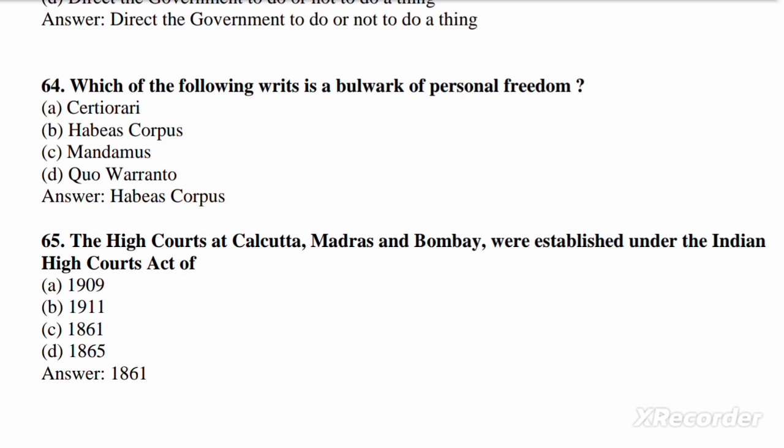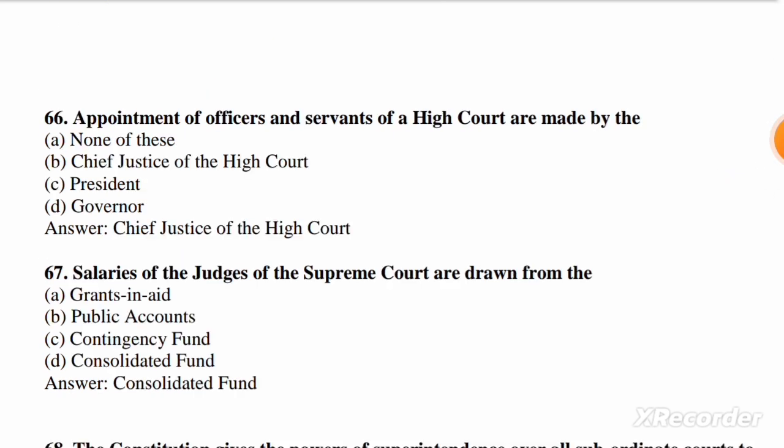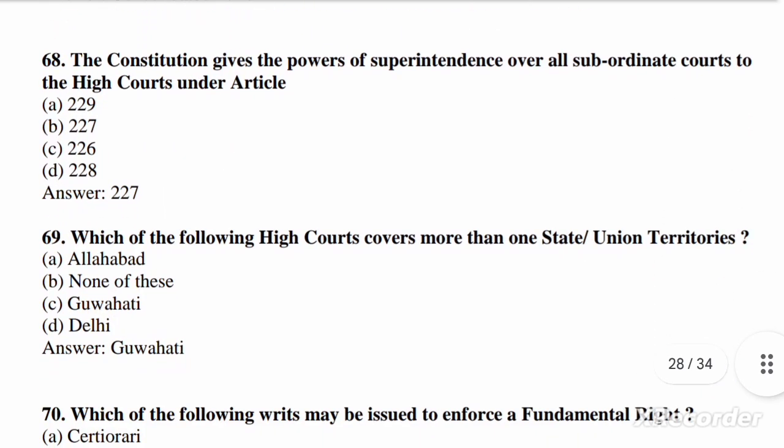Option C. 66. Appointment of officers and servants of a high court are made by the Chief Justice of the High Court. Option B. 67. Salaries of the judges of the Supreme Court are drawn from the Consolidated Fund. 68. The Constitution gives the powers of superintendence over all subordinate courts to the High Courts under Article 227. Option B.